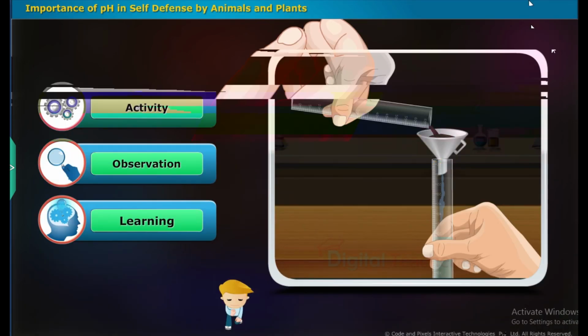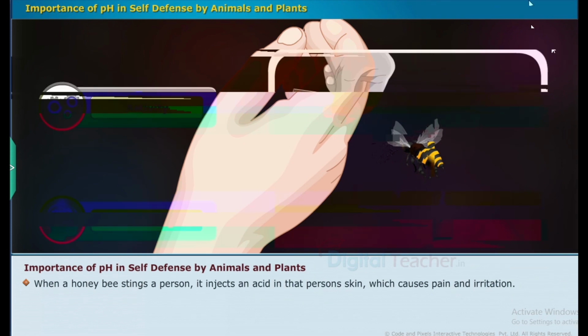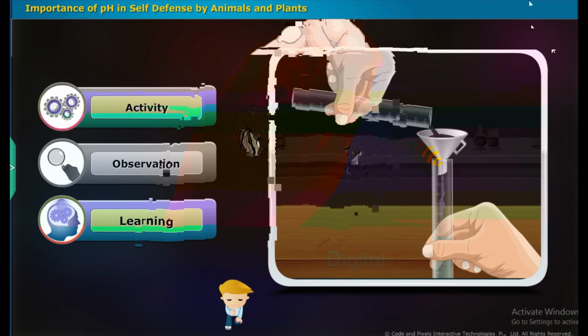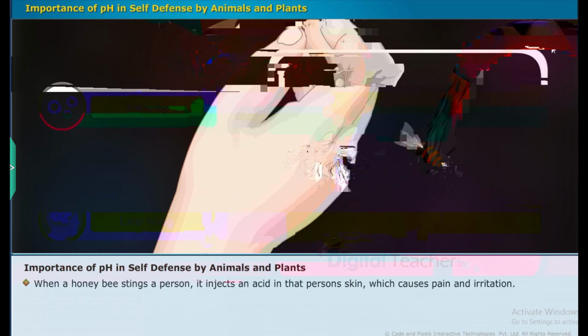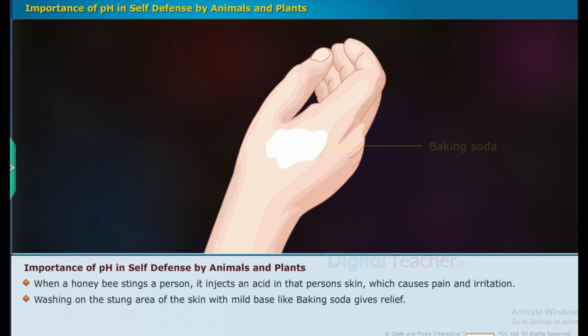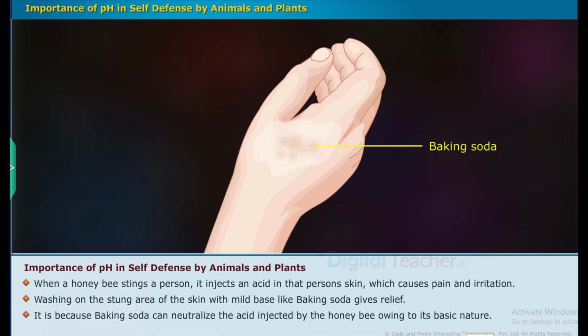When a honeybee stings a person, it injects an acid into that person's skin, which causes pain and irritation. Washing the stung area of the skin with a mild base like baking soda gives relief. It is because baking soda can neutralize the acid injected by the honeybee owing to its basic nature.